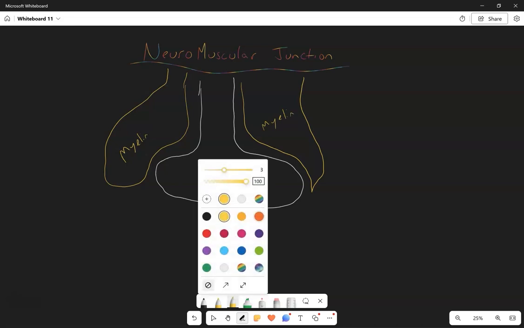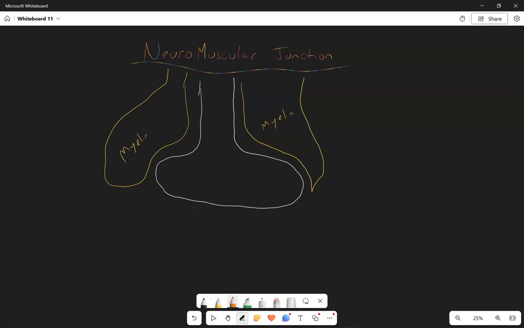Okay, and then down here, we're going to have our muscle fiber or myofiber. And so the portion of the myofiber that is part of the neuromuscular junction, the folded area, that's known as the motor end plate. So this is your motor end plate. I'll abbreviate MEP, motor end plate.